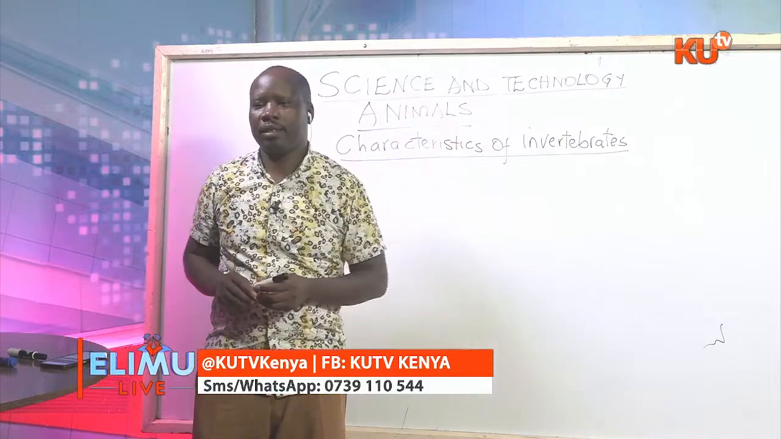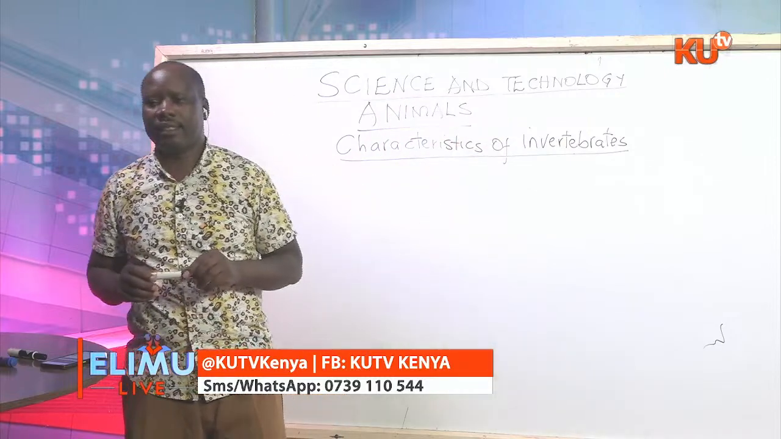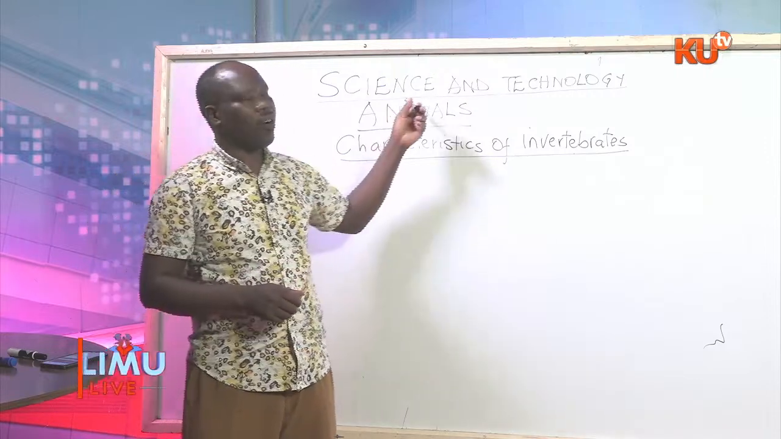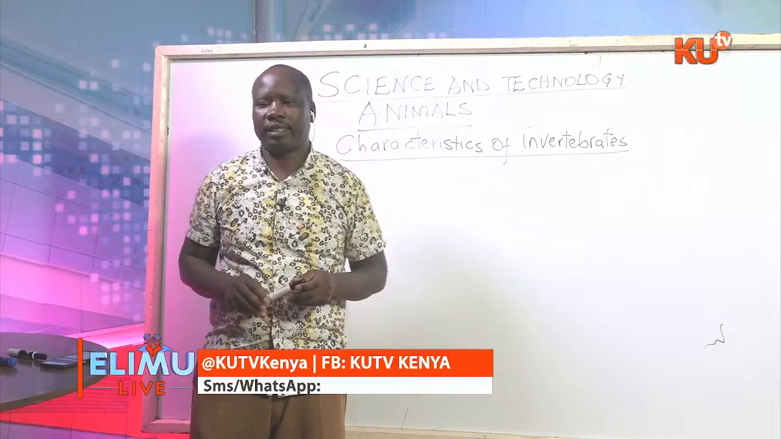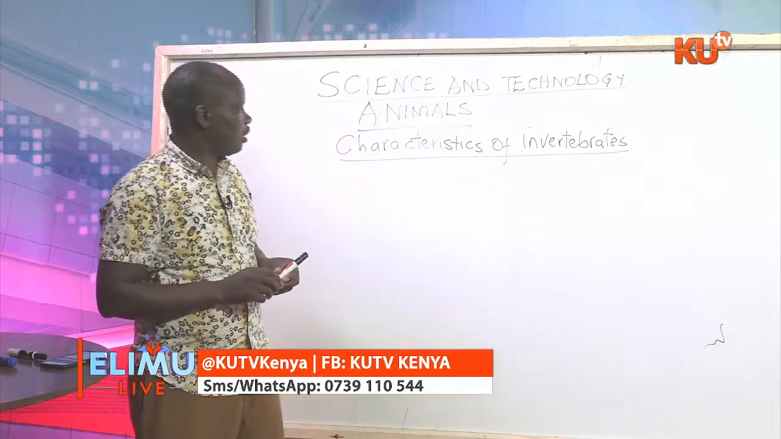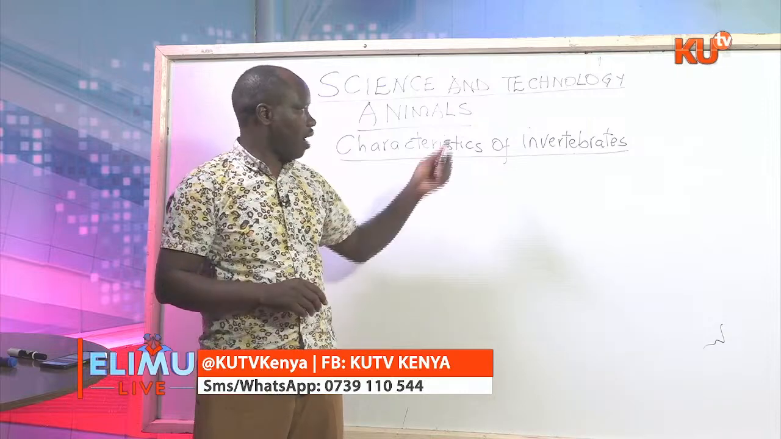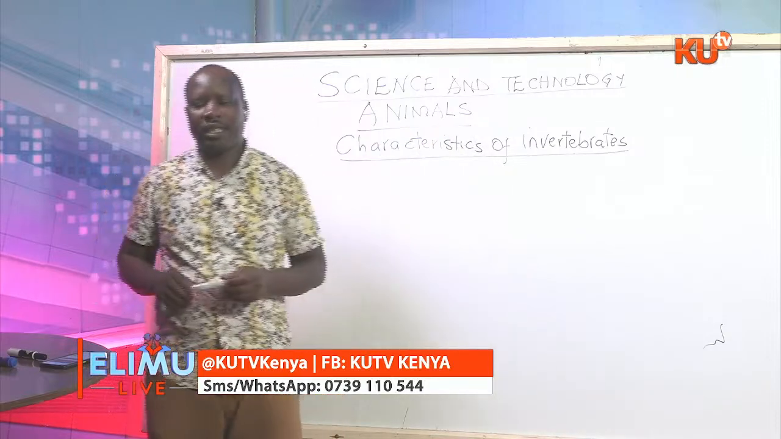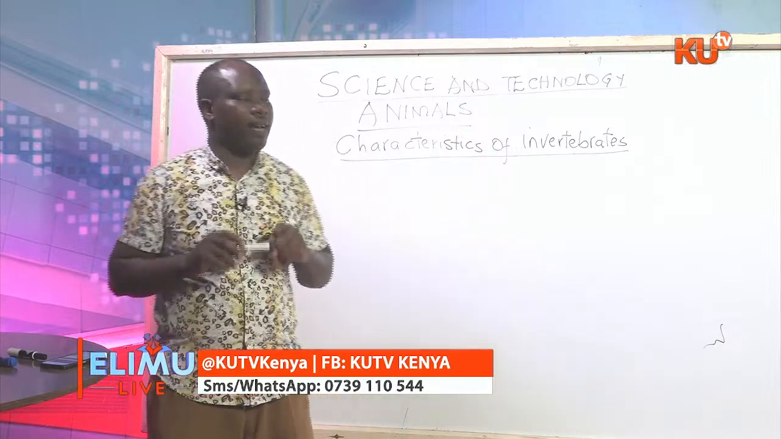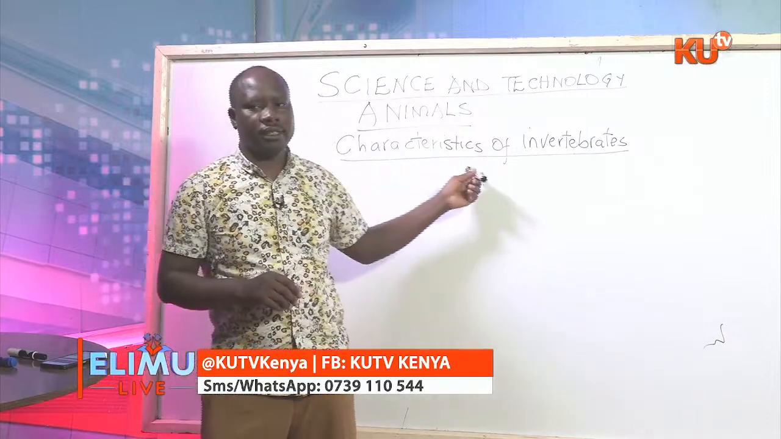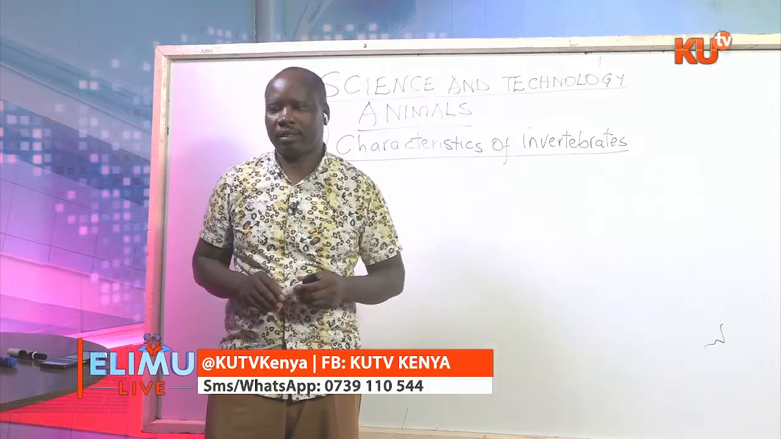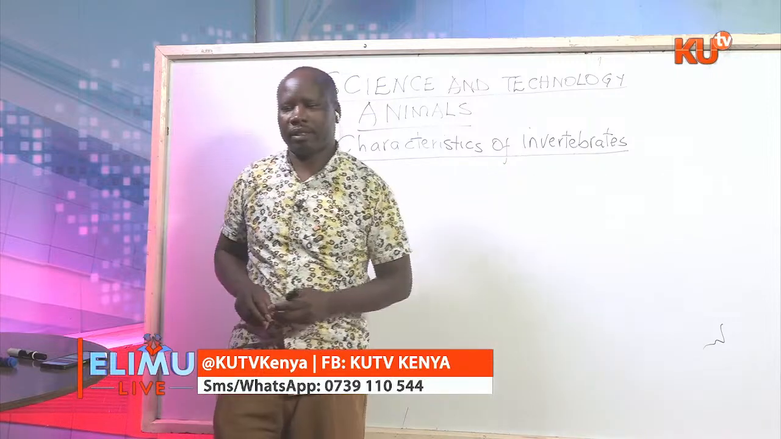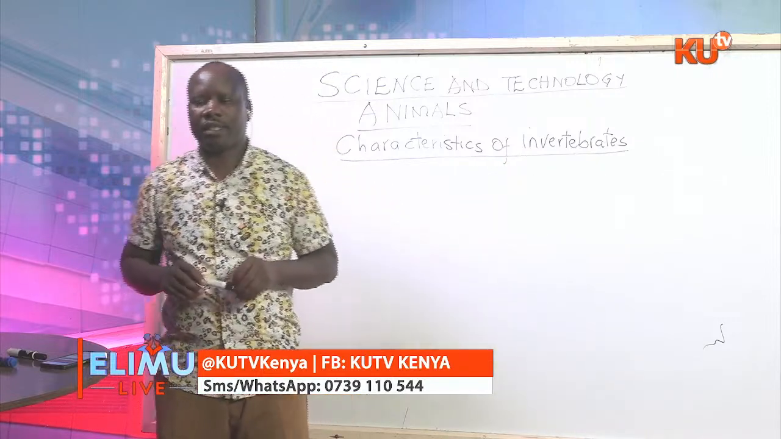Science and Technology, and this is grade 6. Under our lesson or learning area of Science and Technology grade 6, we are going to look at the strand of animals. And under animals, we shall be looking thoroughly today at characteristics of invertebrates. Characteristics of invertebrates. So welcome to today's lesson.